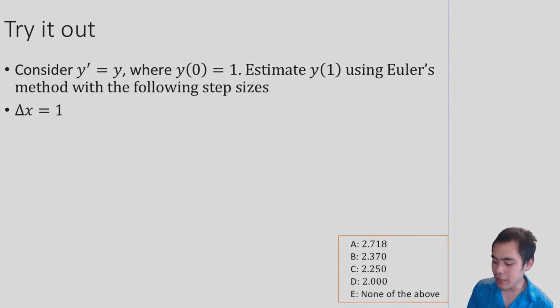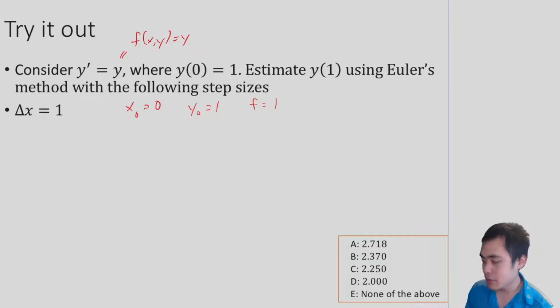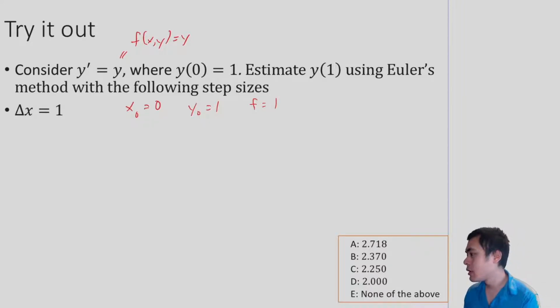So here we know that x naught is equal to 0, and y naught is equal to 1. What is f of x, y? So f of x, y is equal to y. So the slope is just equal to y. So then what's the slope at this very first point? The slope here is going to be equal to just y, so that's just equal to 1. How do we know that y prime is equal to y?